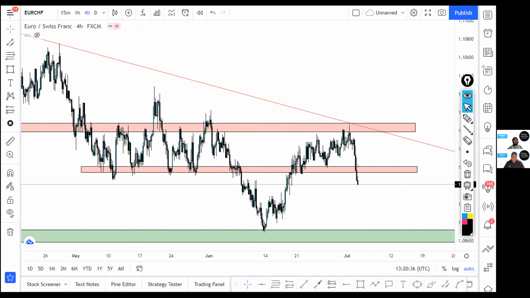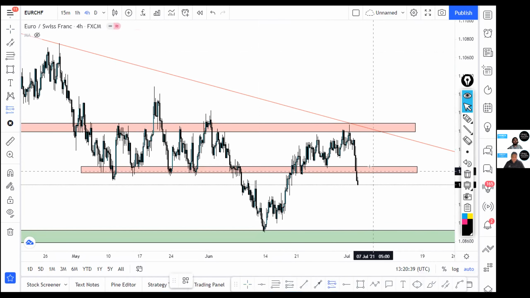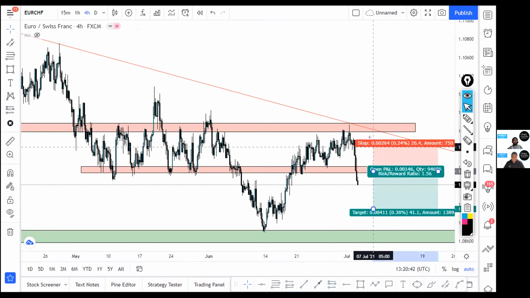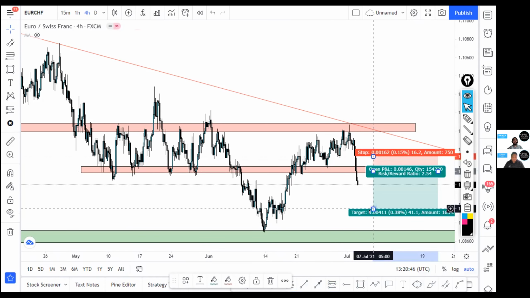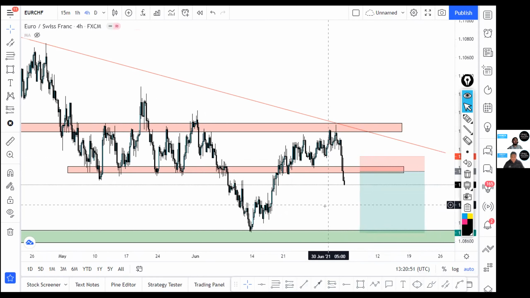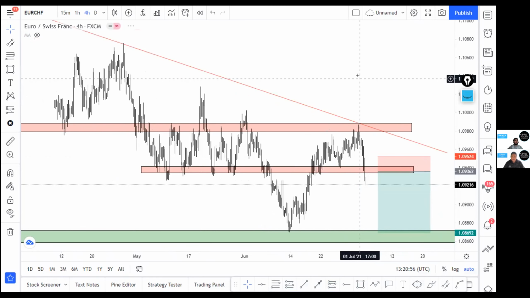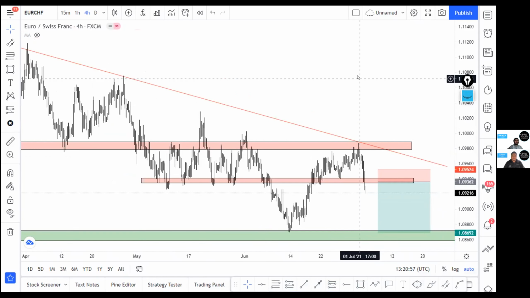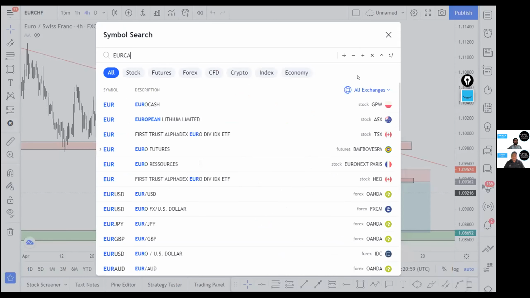I will be shorting here if we get some confirmation candles, some rejection candles. Stop loss will be above these points, and the target will be this area of support. This will be a nice 1 to 4 risk to reward ratio. So this kind of scenario is also making up for Euro Canadian.